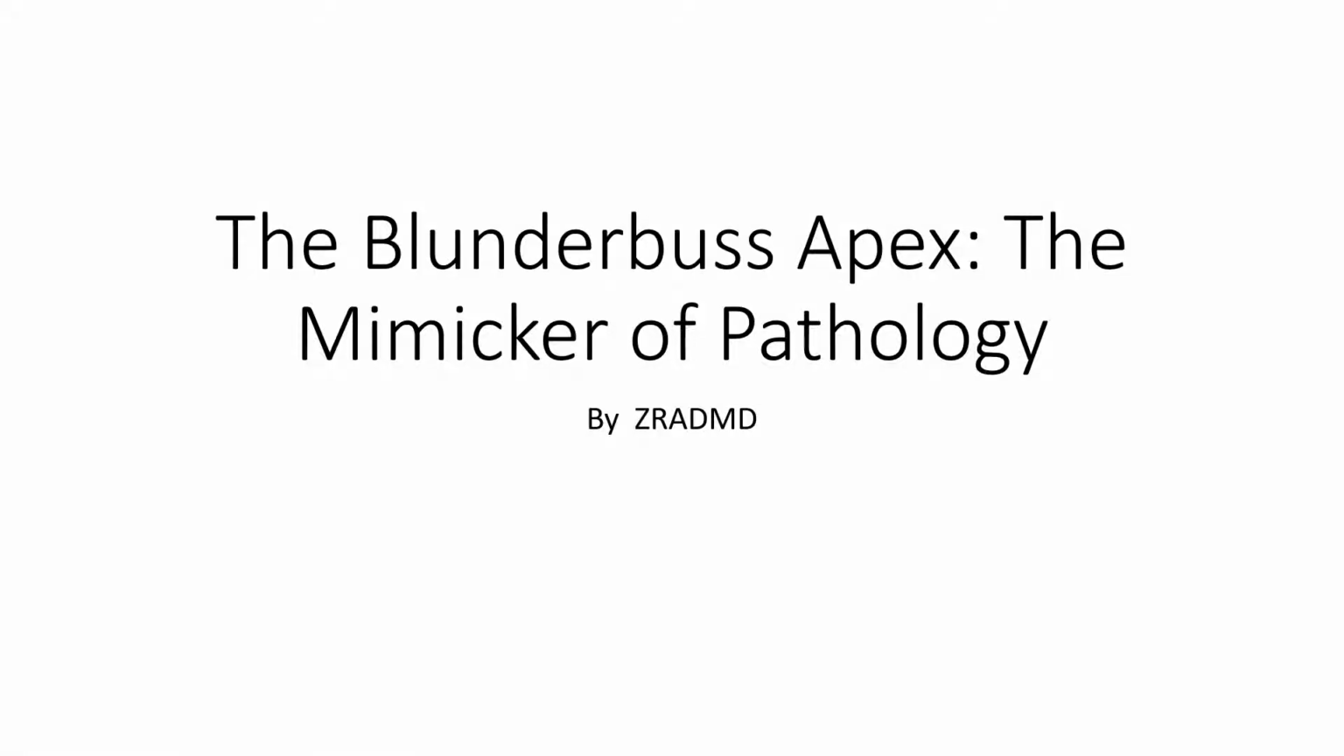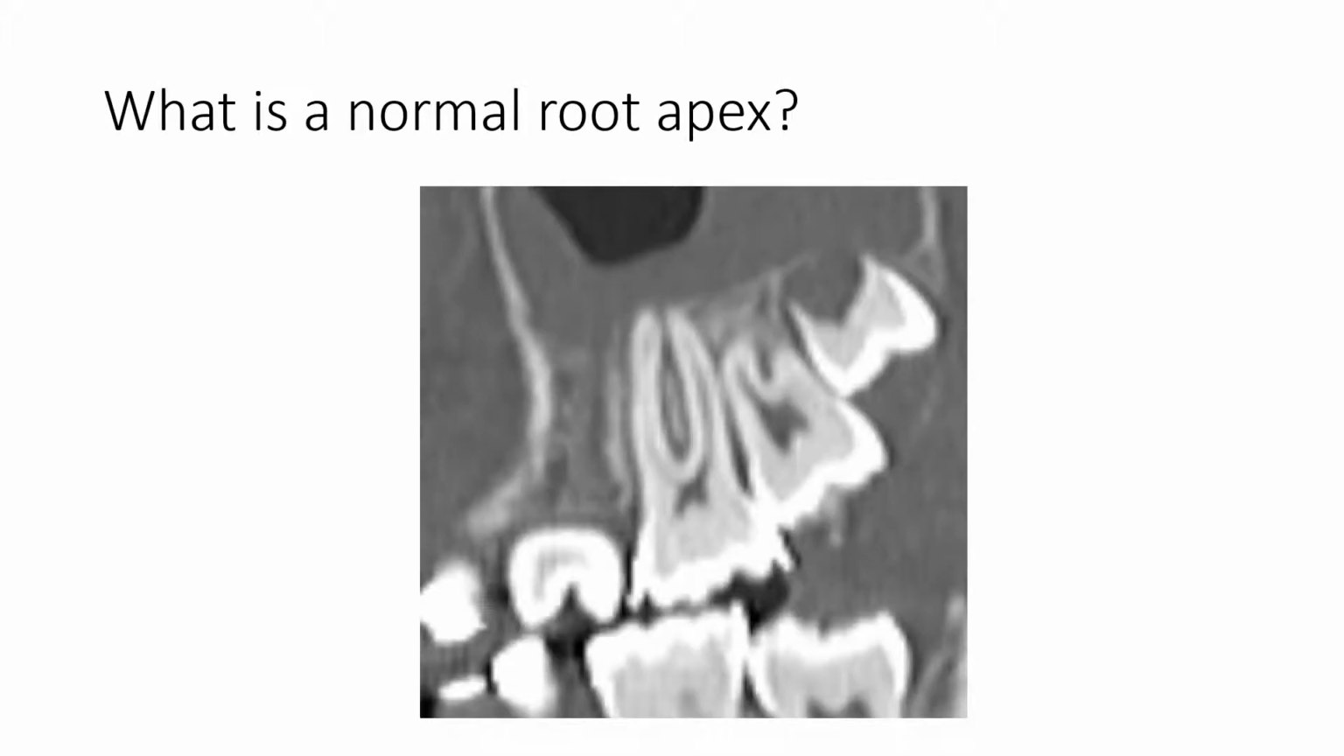Okay, this is a brief talk on the Blunderbuss Apex. This is a normal structure that is often or can be misinterpreted for pathology. So let's first discuss the normal appearance of the root.